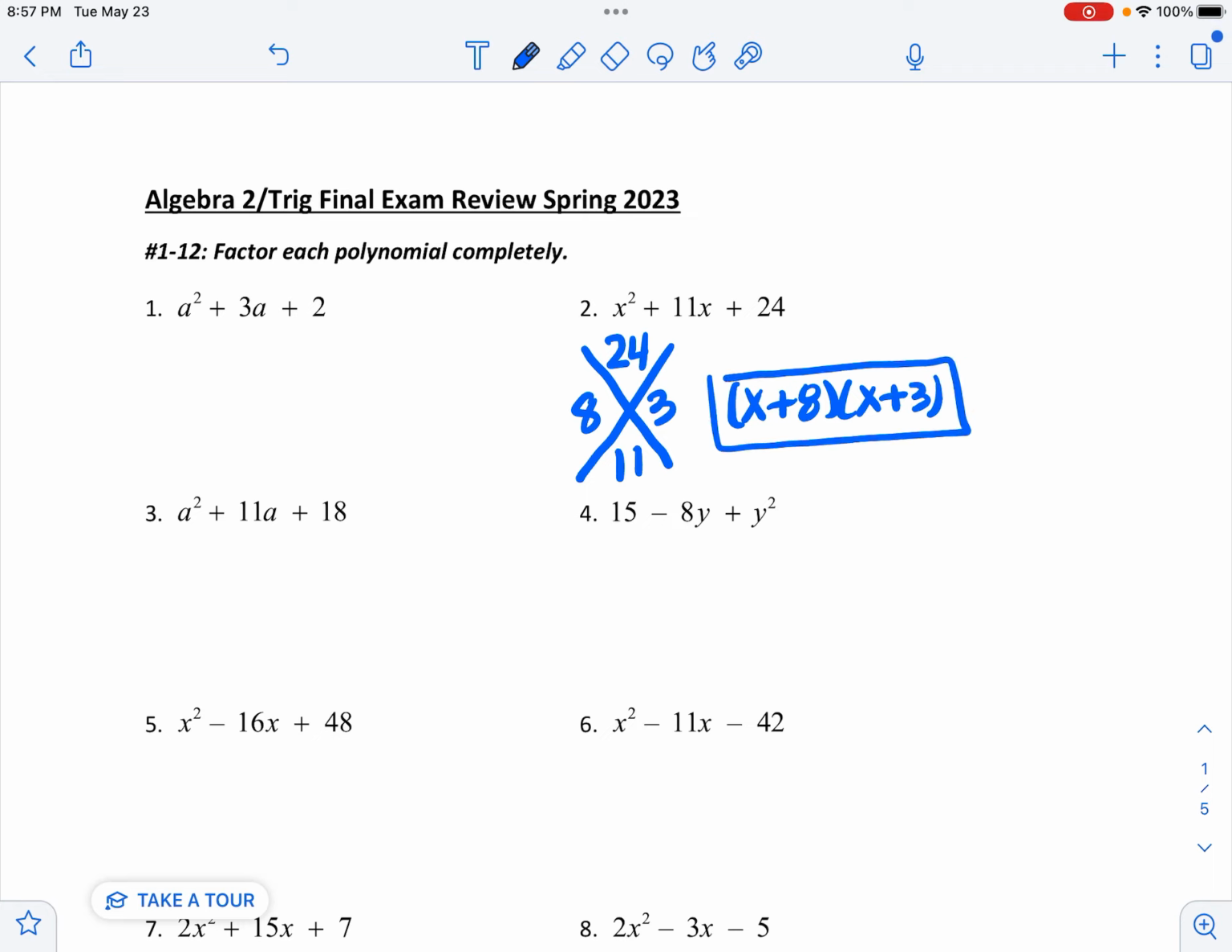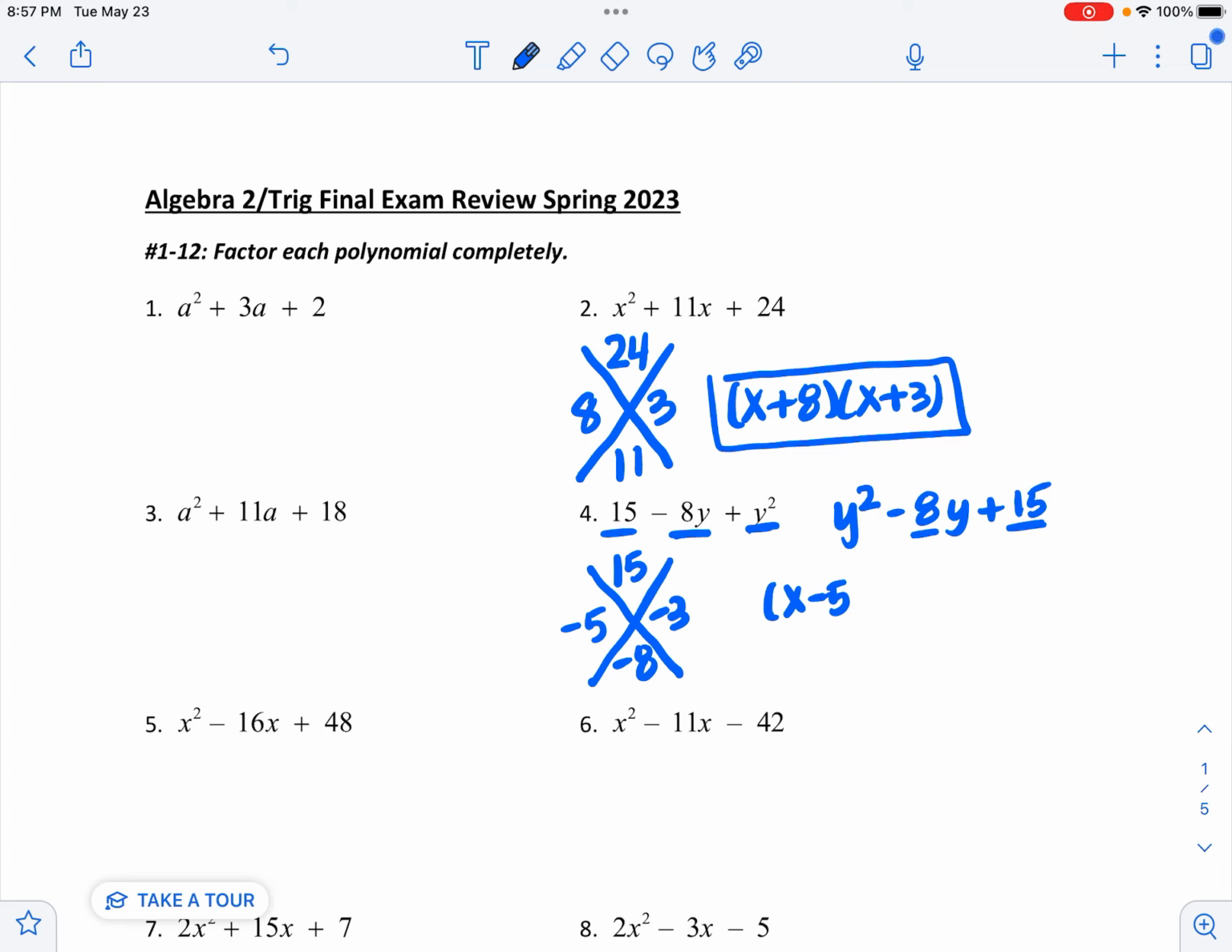All right, number 4, you may want to rewrite this one. Remember, you want the squared term first. So this is really y squared, and then you want the y term next, so minus 8y, and then you want the constant last, so plus 15. So again, this is a big X. I need two numbers that multiply to give me 15 and add to give me negative 8. So that would be negative 5 and negative 3. So this one will factor to x minus 5 times x minus 3.